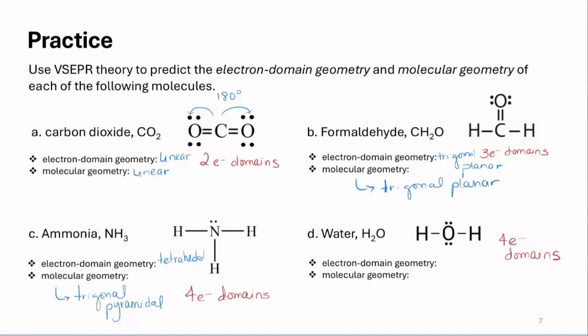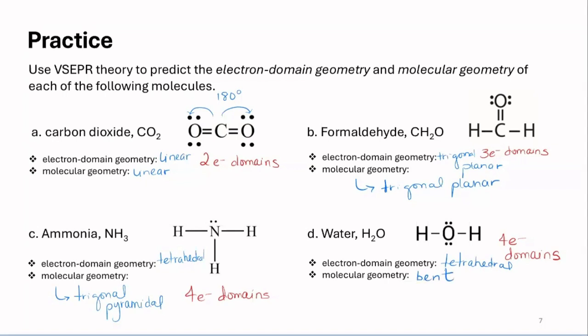Lastly, on letter D we have the example of water. Water, just like ammonia, has 4 electron domains around the central atom. So this means that water is a tetrahedral molecule. Because the central atom has 2 lone pairs and 2 bonded atoms, the molecular geometry is going to be bent.